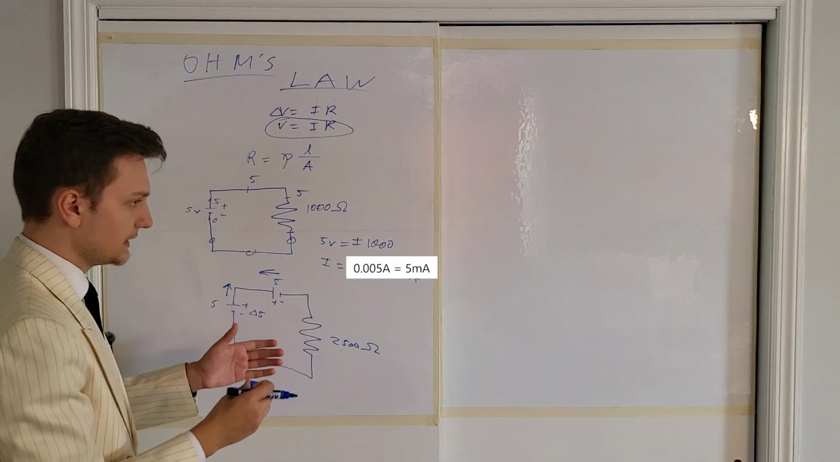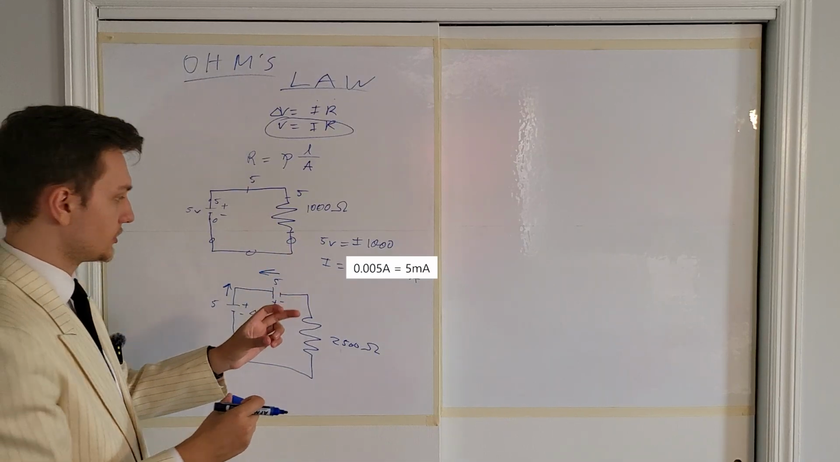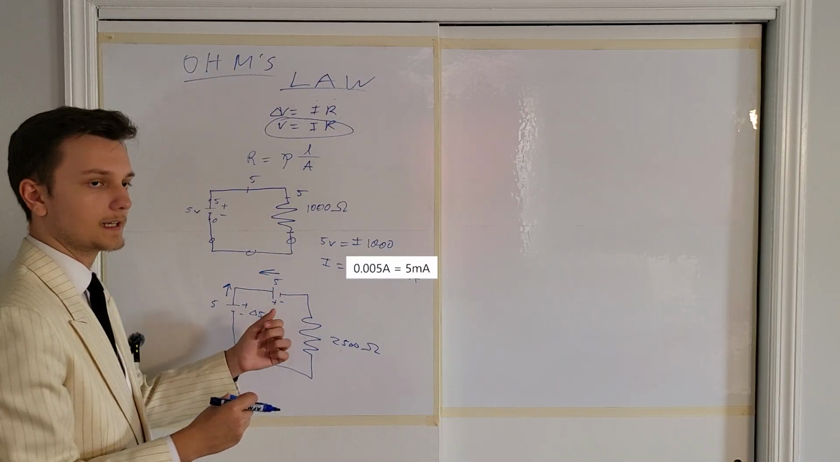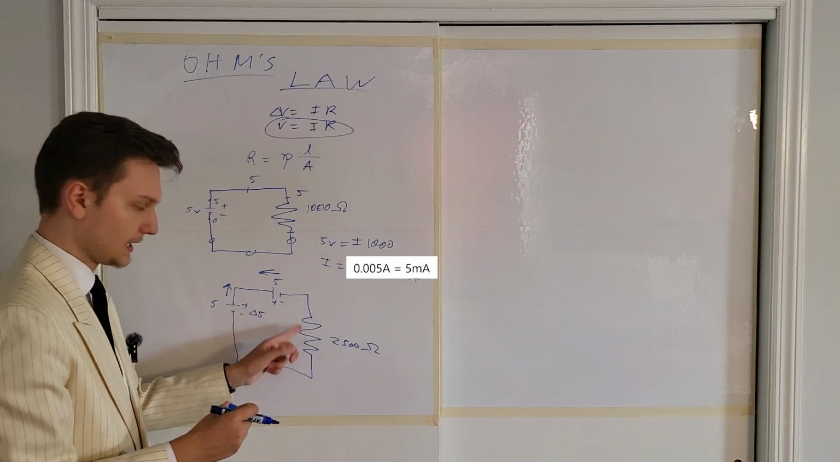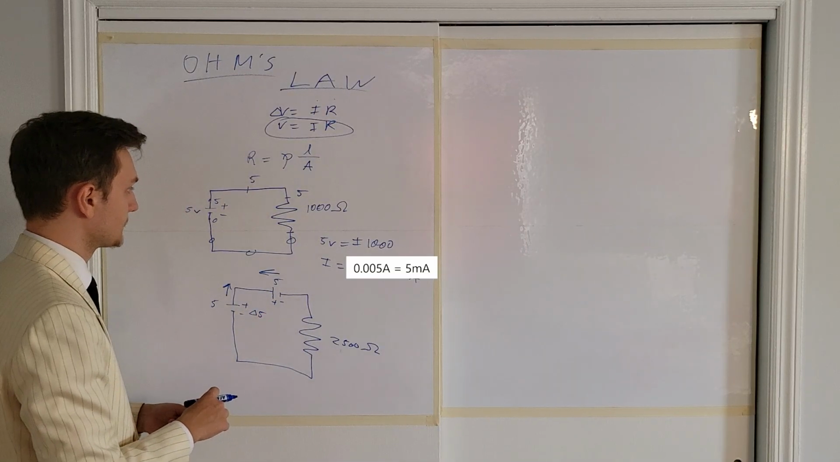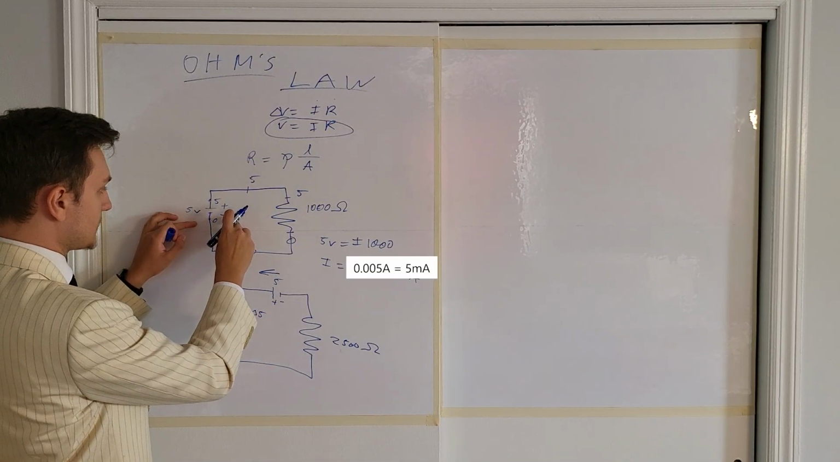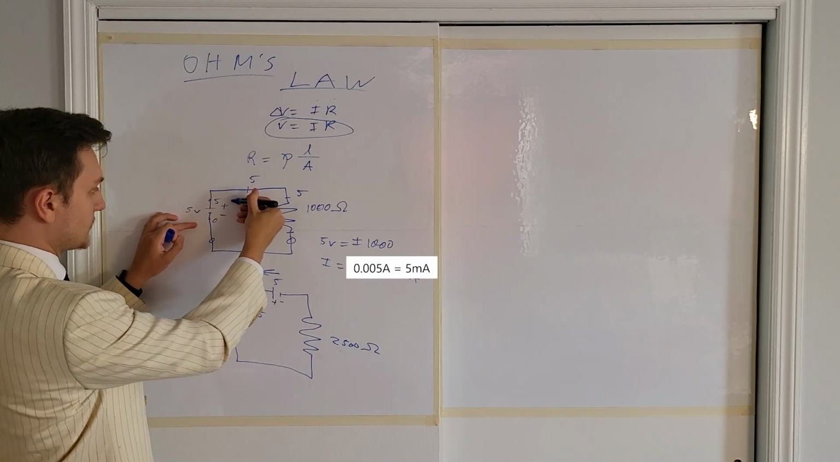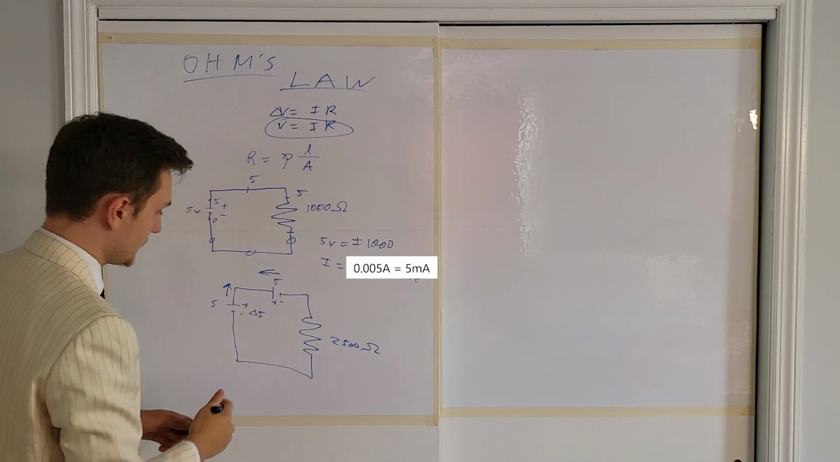Remember, a battery is a jump up in voltage if you go from negative to positive, and it's a jump down in voltage if you go from positive to negative, okay? You see, if I go from negative to positive, I jump up by 5. If I go from positive to negative, I jump down by 5.